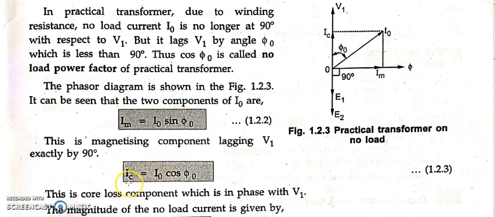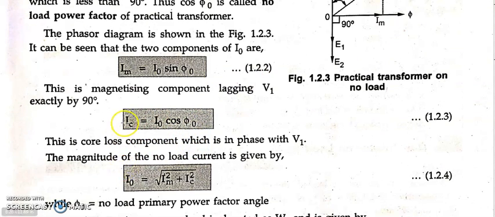Now coming to IC. If I want to know IC, I have to go for cos. Since I needed to know the value of Im, I went for sin. Now for IC, which will be your adjacent, I need to go with cos. Cos phi naught is adjacent by hypotenuse, or base by hypotenuse. Your adjacent value is IC, and the hypotenuse value is I naught. So IC by I naught equals cos phi naught, or IC equals I naught cos phi naught.